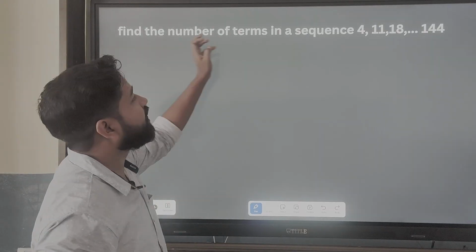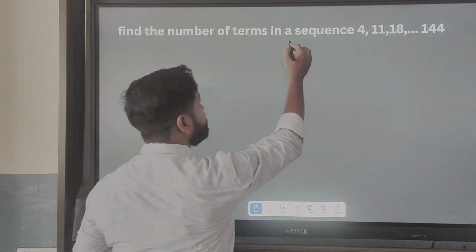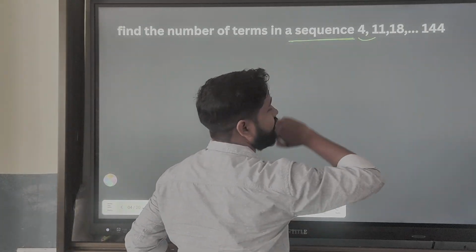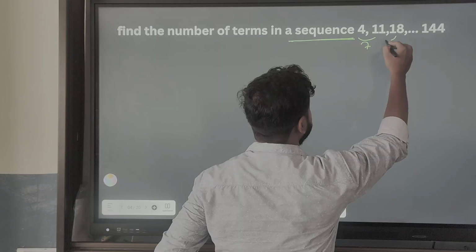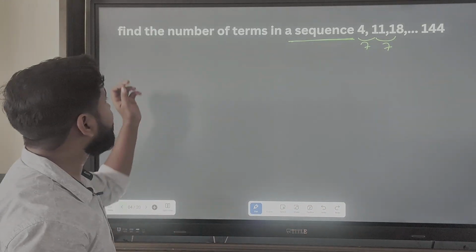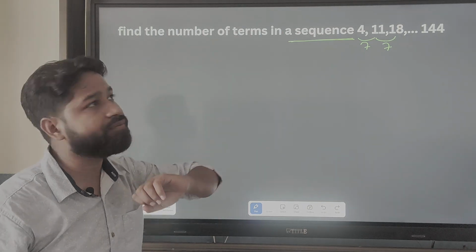See, they are not giving that it is an AP. They have given it as a sequence. We have to check: if it is an AP, the difference should be the same. 11 minus 4 is 7. 18 minus 11 is 7. So yes, it's an AP. Now what are they asking? They are saying find the number of terms.